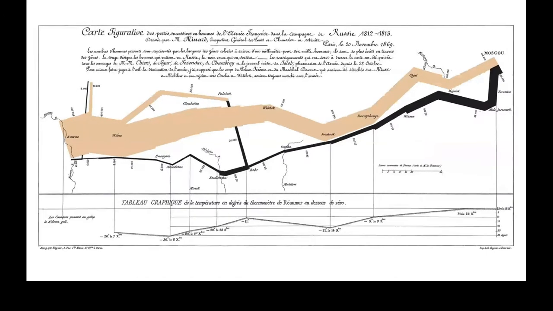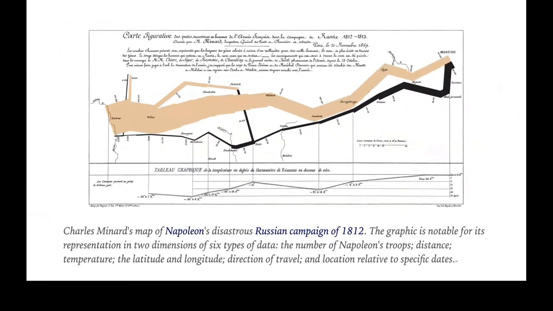In this particular data visualization, you can see how the troops started and went all the way over, and when they came back, how the size had changed. Over the timeline at the bottom, there is an axis showing the timeline and also different temperatures, and how the lower the temperature went, the more it impacted the troop size. And this was in 1812.